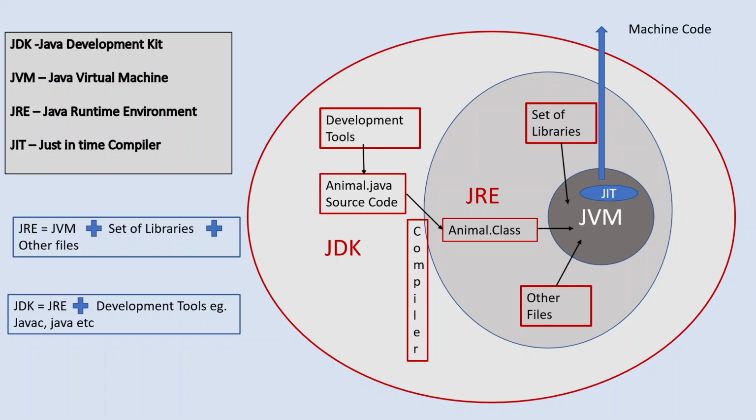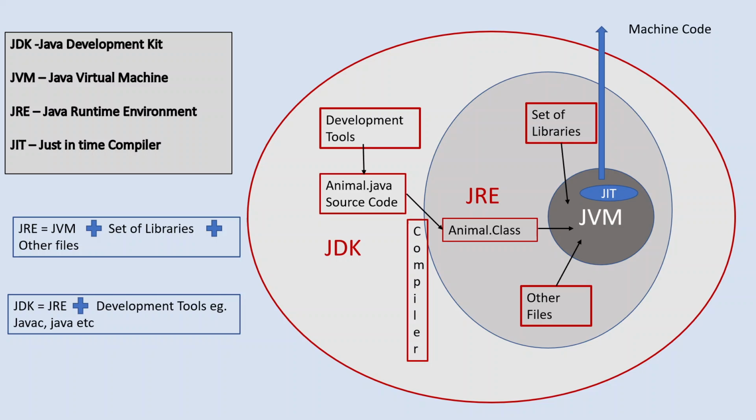which will convert the .java file to a class file. So here we have an animal.java file, and that will be converted by the compiler into an animal.class file. For compilation of any .java file, we require only the compiler. We do not require JRE or JVM. We require JRE or JVM when we run the program.